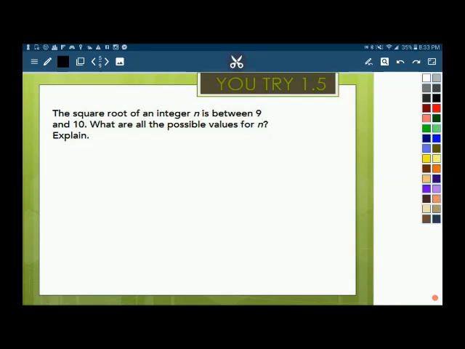All right, I've got another U-try for you. It says the square root of an integer n is between 9 and 10. What are all the possible values of n? Okay, so I want you to think there is some square root of a number we don't know. Follow the process where you would place that between, the square root of n would be between 9 and 10. So what would be the opposite of squaring in order to find out what n would be between? Try to give this a shot. See if you can get this one on your own.